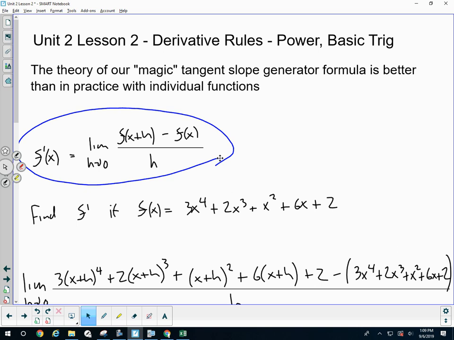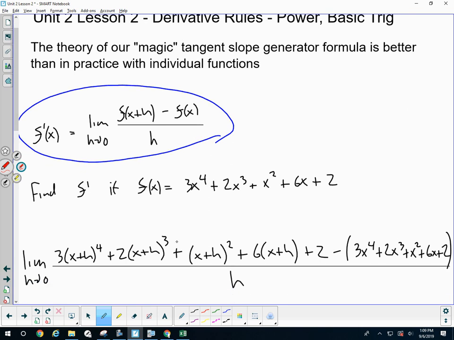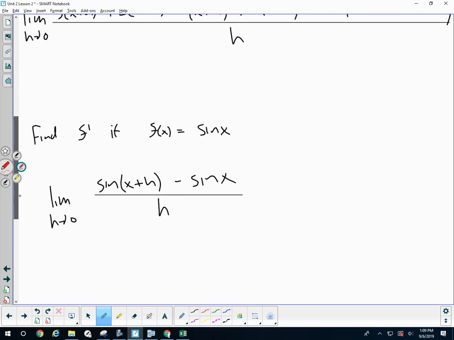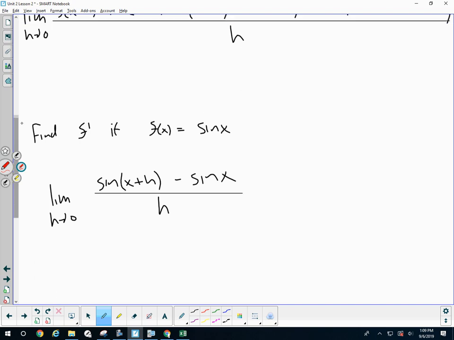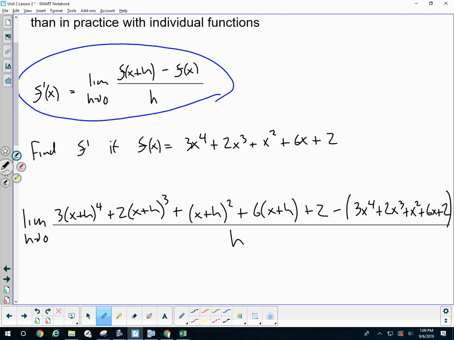However, this magical formula that was developed, if we use it on an individual function by function basis, sometimes it's not so easy to use. A trig function, I don't know what to do with this, okay? But don't worry. We will be able to go straight from f, this f, to its f prime like that.